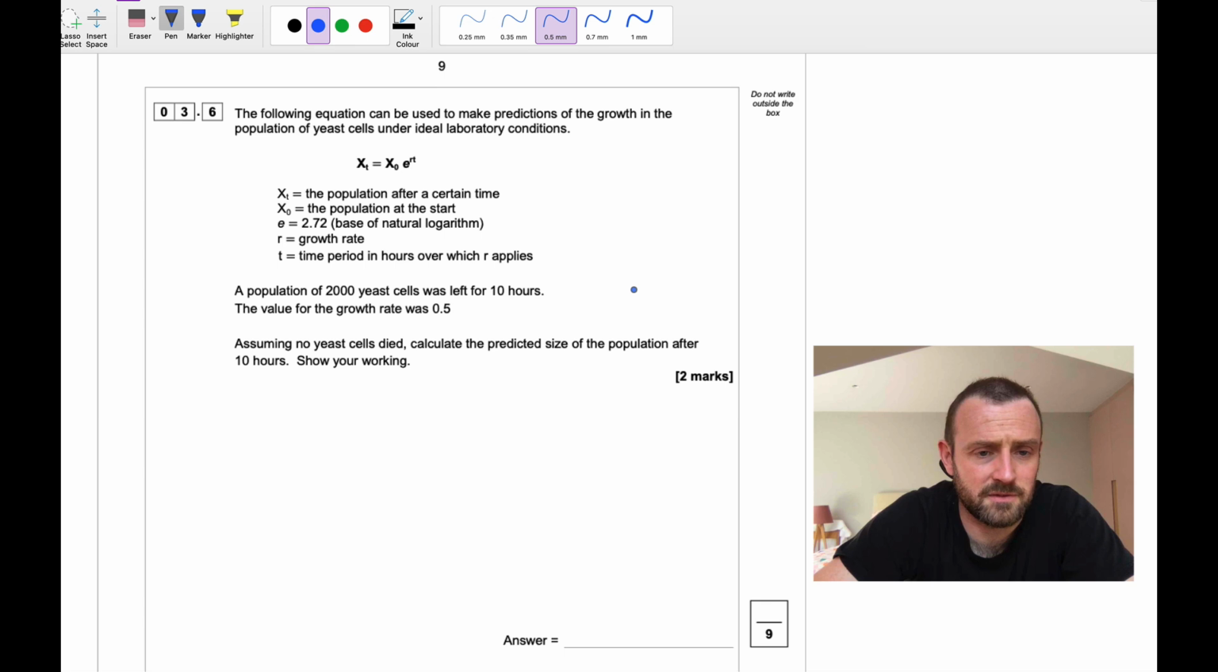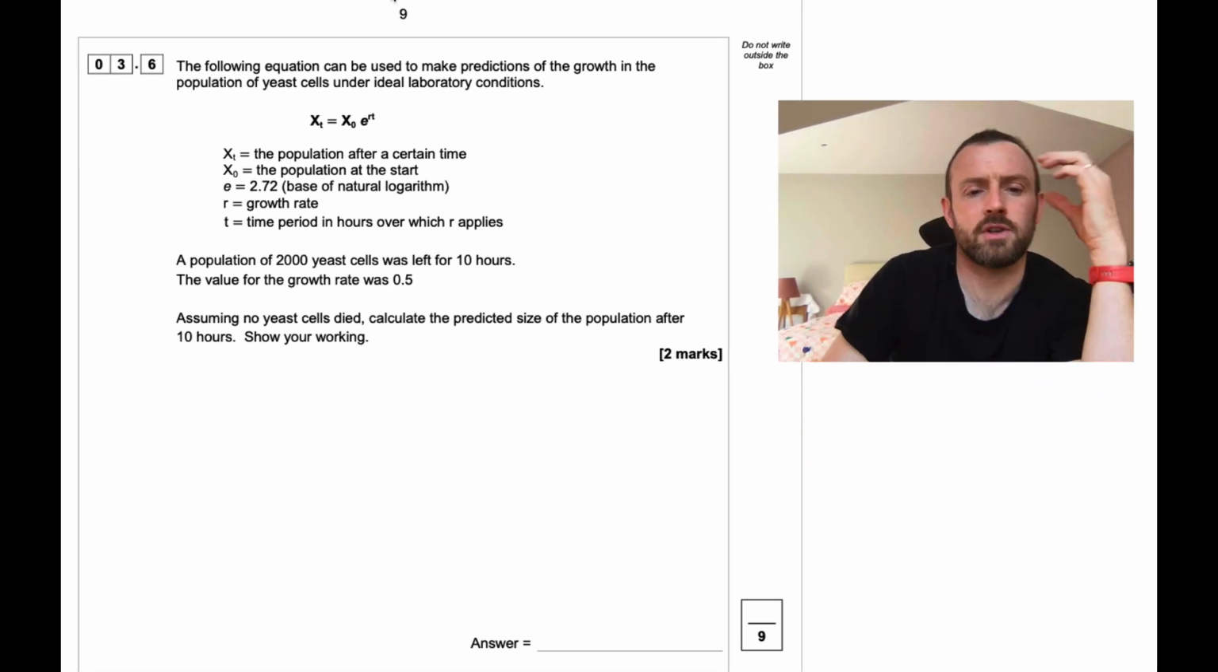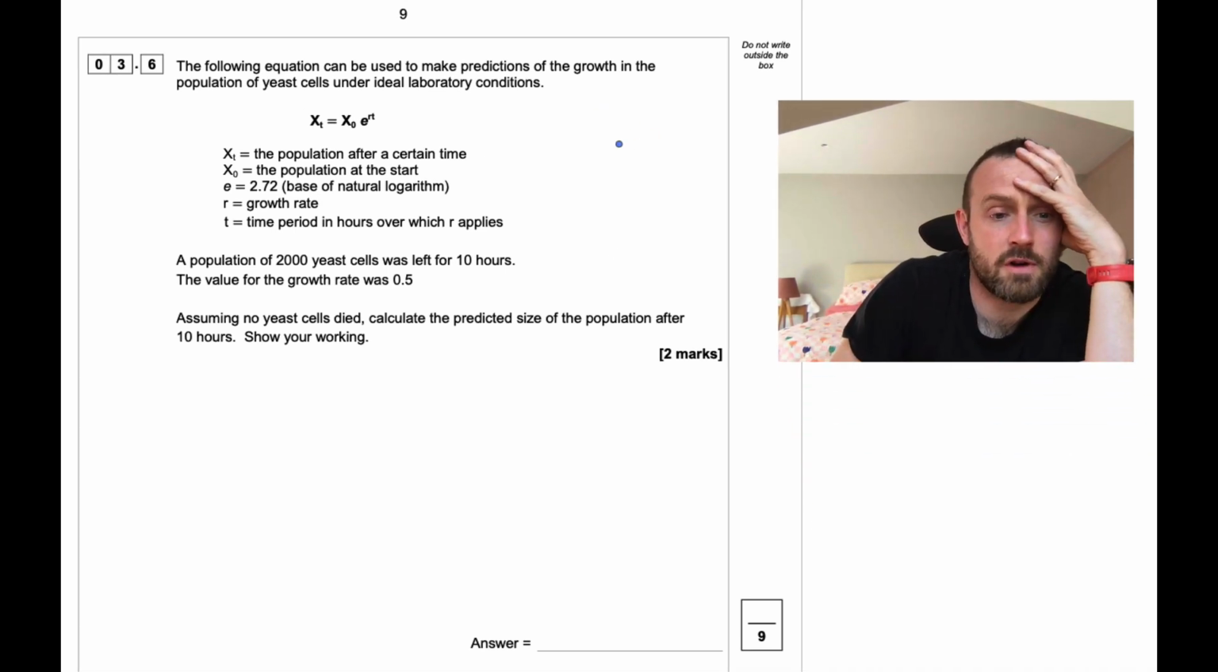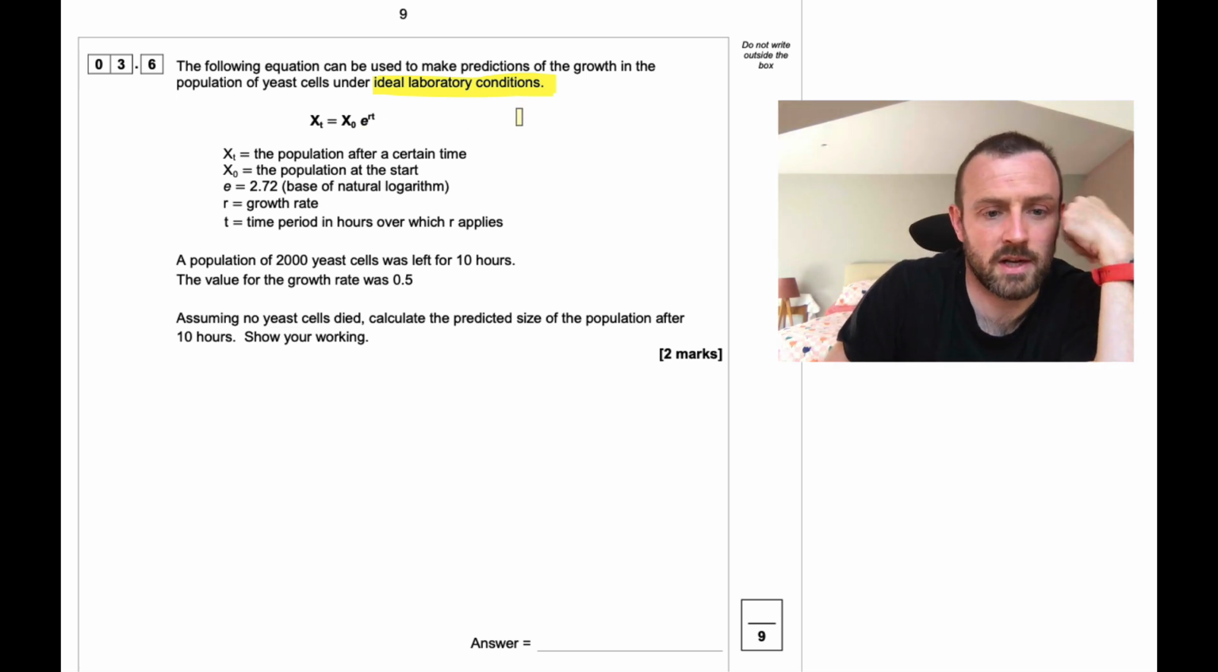Oh, this looks like a fun formula. Ouch. Okay, brace myself. The following equation can be used to make predictions of the growth in the population of yeast cells under ideal laboratory conditions. I'm going to underline that because I feel like later on there'll be some sort of question that says why did it not meet your estimated number? And it's probably going to be because the conditions weren't ideal, maybe.